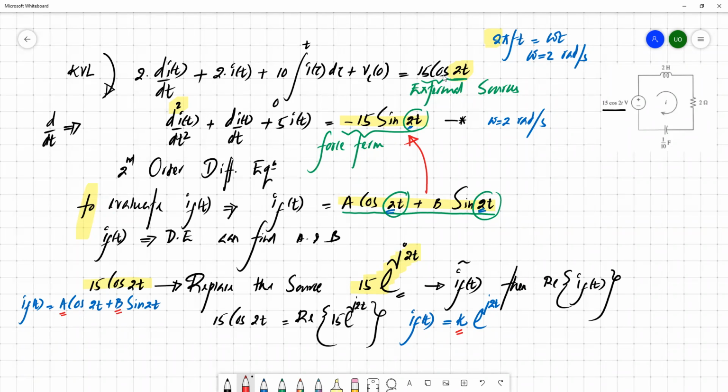So the second would be better, because we can easily find a single constant. If you move with the sinusoidal excitation, you need to find both a and b. But if you replace the source with the corresponding exponential, you can easily find a single constant, which is k here, and reach your ultimate force response easily. So this is the basics we discussed last time.